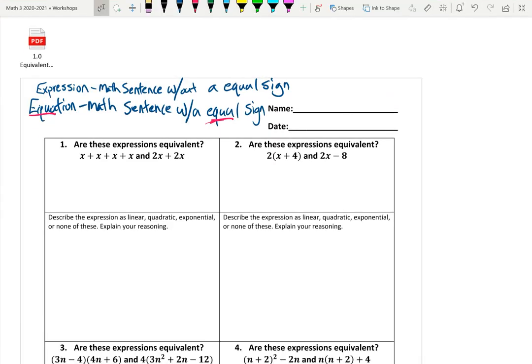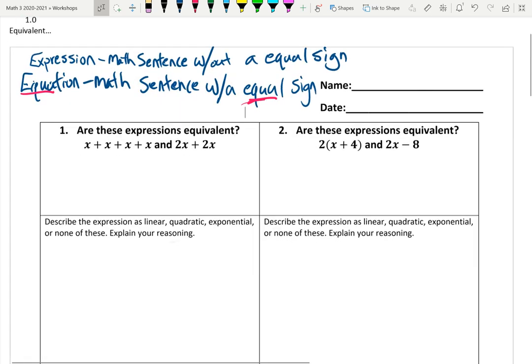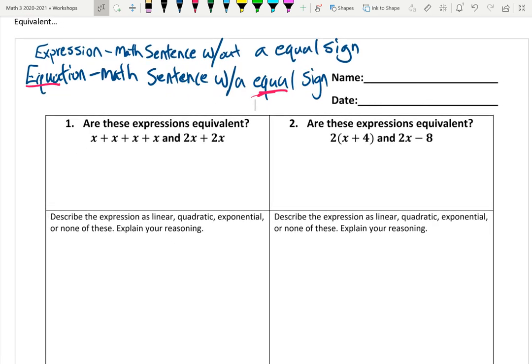So up at the top, you might notice I'm reviewing a bit of vocabulary, an expression and an equation. The difference between these two math sentences is that one of them has an equal sign. You notice equation, EQUA. That's how you spell equal. That's how I remember, oh, an equation has an equal sign.